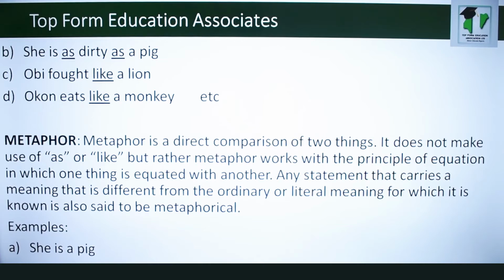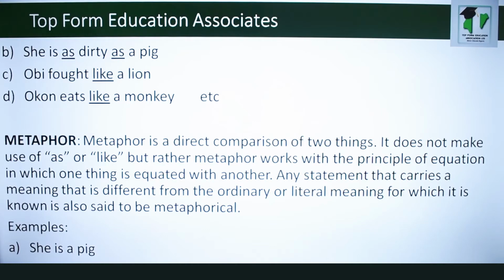Example C. Obi fought like a lion. Of course, Obi is a human being, but you can see the energy in him is being compared to that of a lion. D. Okun eats like a monkey. That is funny. And when you eat like a monkey, that is to tell you that you don't have table manners at all. It is not a good attribute. But we are interested in the use of like there, telling you that this expression is an example of a simile.